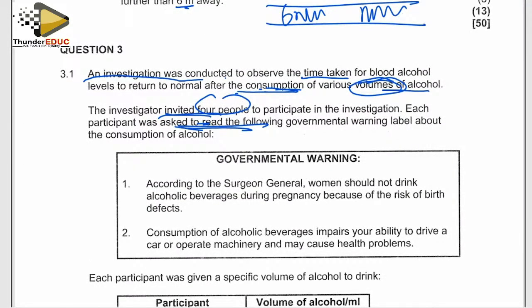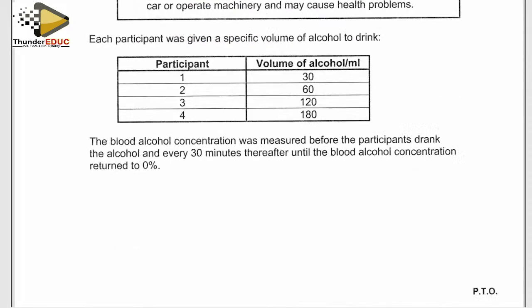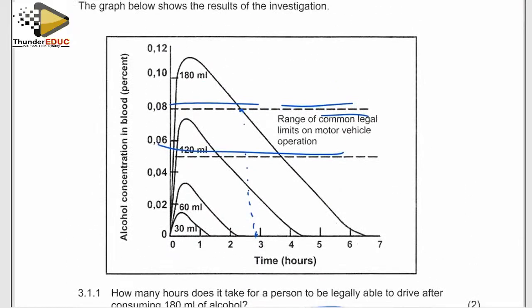And then number two, yes, they must not drive. Consumption of alcohol impairs the ability to drive. They must not drive so that they don't cause accidents. So you are trying to bring about the safety of these people who are under this investigation. They had to be below this level so that they can drive.